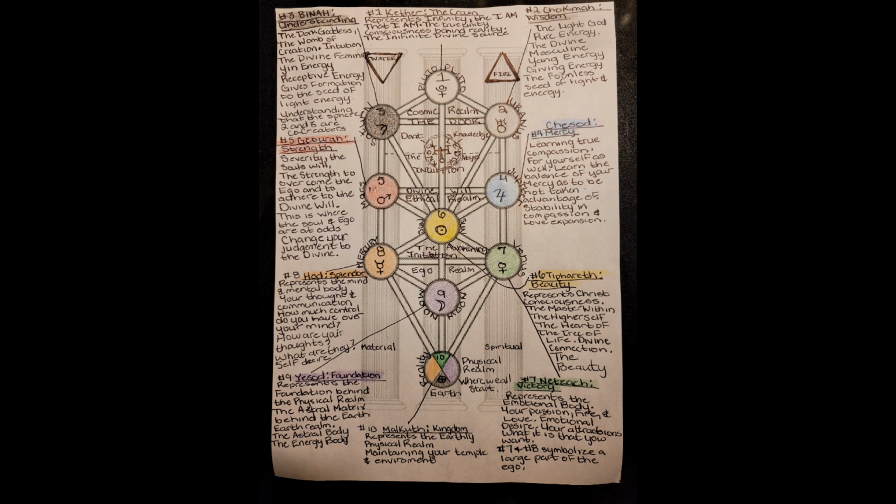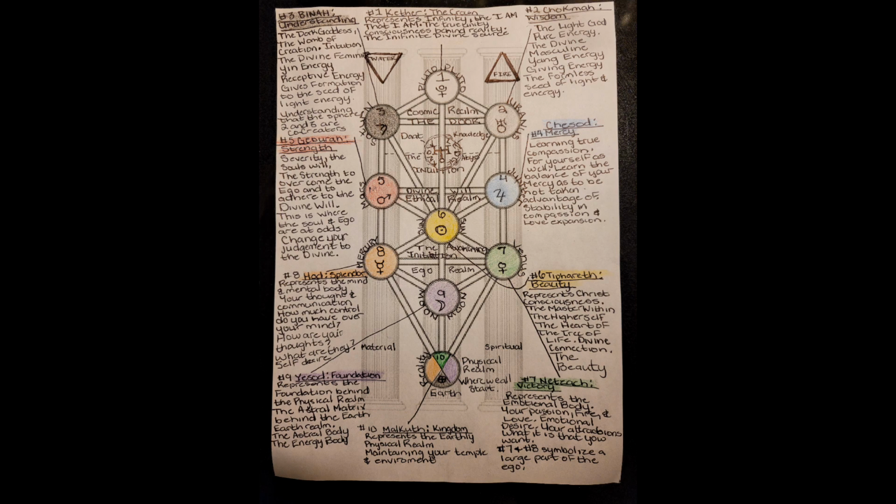Now, moving on from sphere 10, we're going to go straight up to that middle sphere directly above, and that is sphere number 9. Sphere number 9 is a representation of the moon, and that sphere's name is Yesod, which is translated to foundation. This sphere represents the foundation behind the physical realm, the astral matrix behind the earth, the astral body, and the energy body.